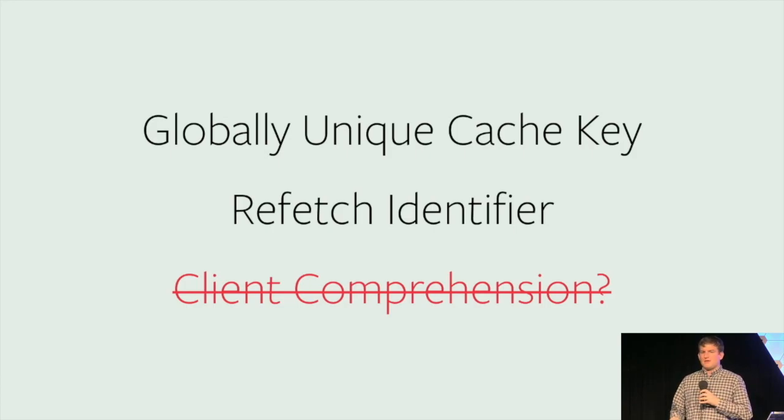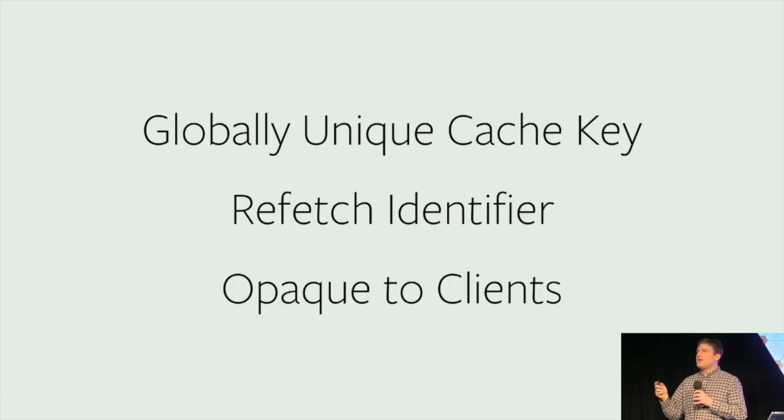And so if we don't need them for those first two pieces of functionality, the things that we really want from IDs, and it's harmful to have the refetch identifiers be something that the client can understand, that they can reason about, then why not make them opaque to clients? Why not preserve some option value for us as we're designing the API, as we're potentially changing backends?